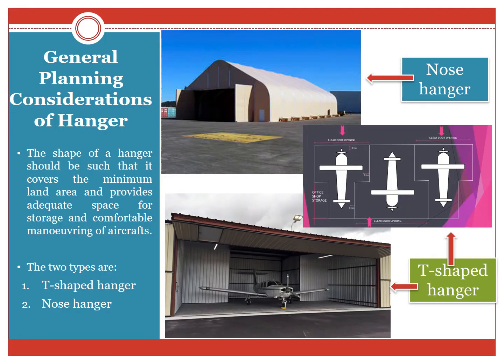Now moving forward to the general planning considerations of a hangar. The shape of a hangar should be such that it covers the minimum land area and provides adequate space for the storage and comfortable maneuvering of the aircraft. We'll discuss the two types of hangars, the T-shaped hangars and the nose hangars.